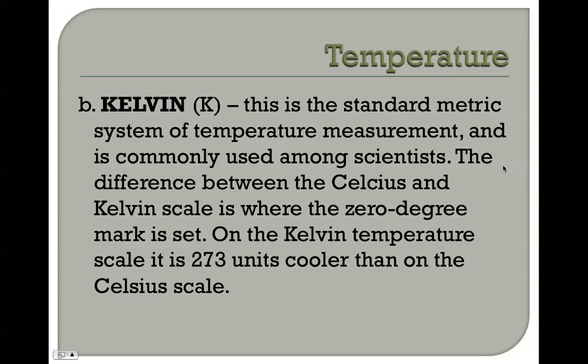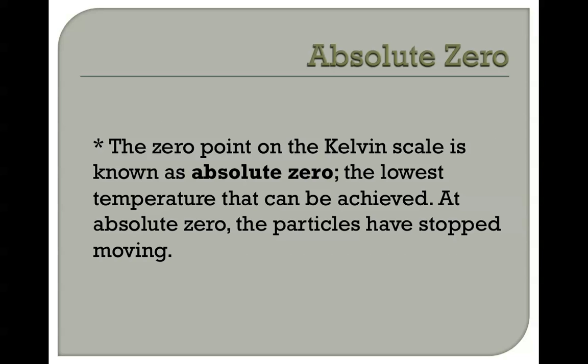Kelvin is a little bit different. This is another standard metric system of temperature, and it's commonly used among scientists throughout the world. Now, the difference between the Celsius and Kelvin scale is where that 0-degree mark is set. On a Kelvin scale, it's 273 units cooler than on the Celsius scale, and it's set with the lowest value being 0. So there's no negative values on the Kelvin scale. This 0 point on the Kelvin scale is known as absolute zero. This is the point where the lowest temperature possible can be achieved. Representing truly the definition of temperature, at absolute zero the particles have stopped moving altogether, which hasn't been achieved just yet.